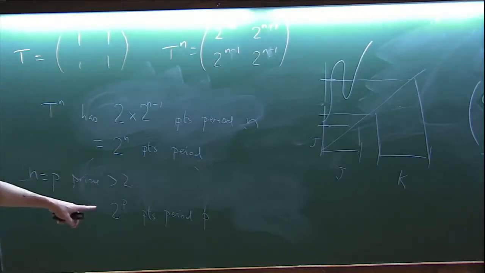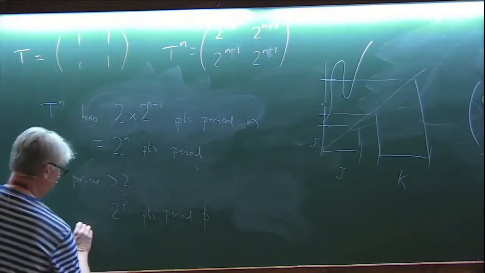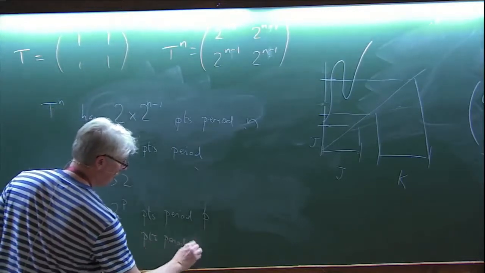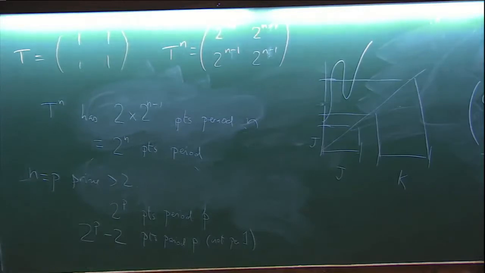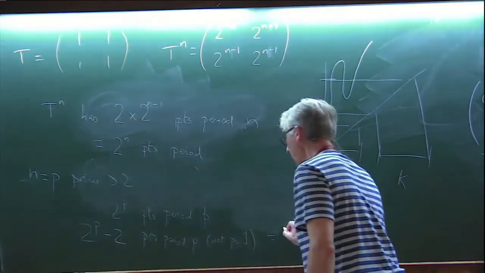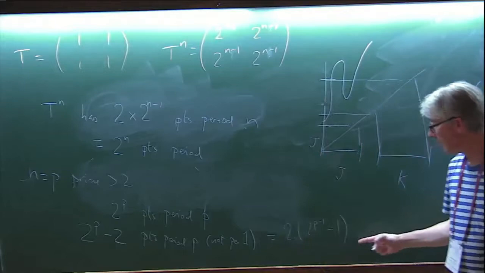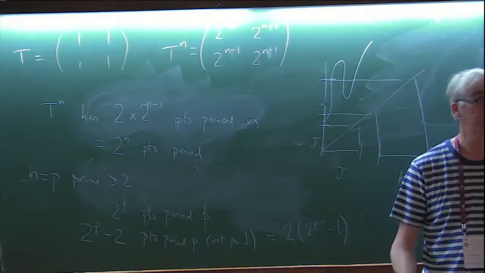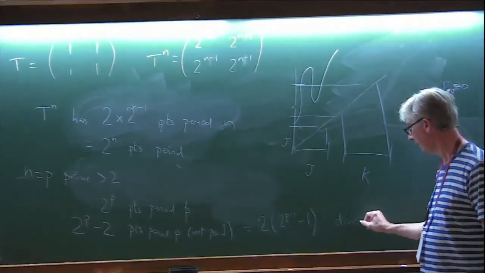Now, because it's period p, it could either be a fixed point, or it must be an orbit of period p. There are precisely two fixed points. So 2 to the p minus 2 are points of period p, not period 1, because remember, a point of period 1 is also period p. So this equals 2 times (2 to the p minus 1, minus 1). So these points have to be on orbits of period p. Now, there's got to be just a whole number of such orbits. You can't have half of an orbit of period p. So in other words, this is divisible by p.